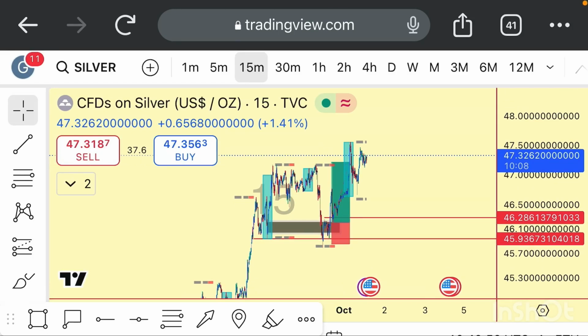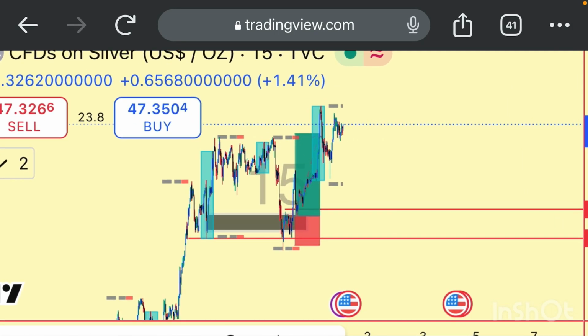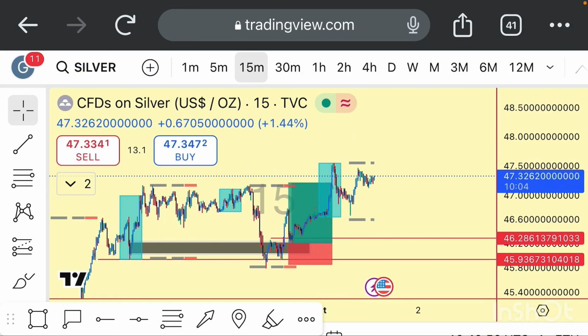Today, I've dropped my bias for the month on US 30. Let me go ahead and show you guys what my chart looks like, what I'm looking at today, mostly on the pairs that I'm trading. I'm actually on the silver trade and it's doing well. Okay, so guys, this is my trade on silver. I'm going to show you everything.